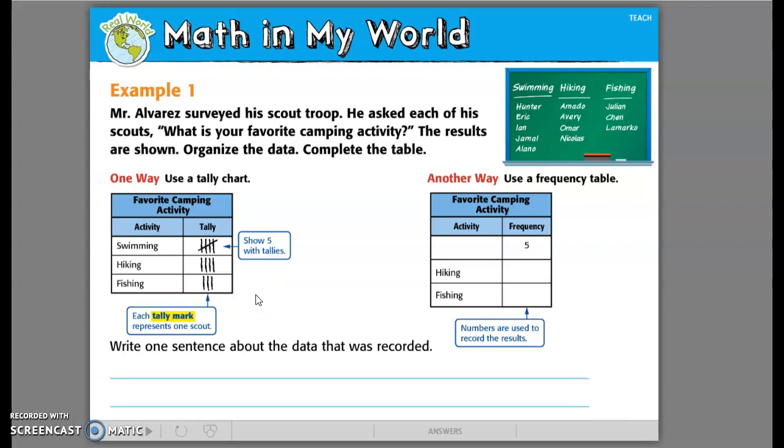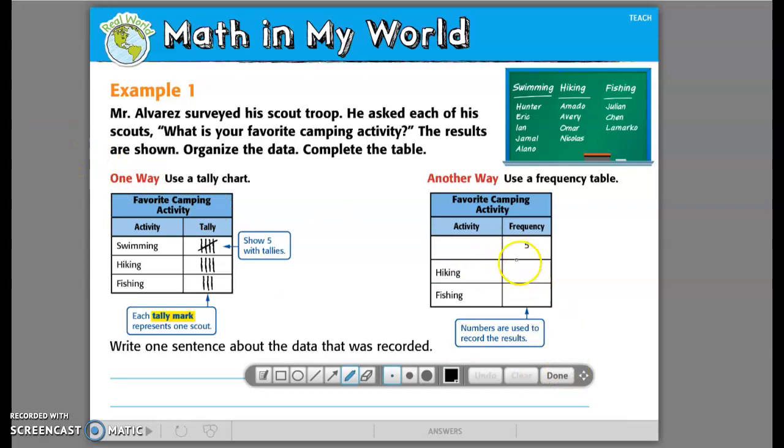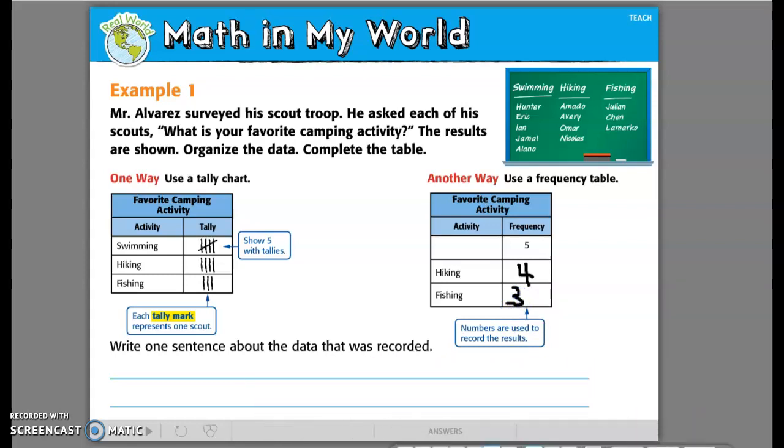Another way to do that is to make a frequency table. And a frequency table is just writing the number or the digits versus putting tallies. So here I would write the word swimming. And notice they have put the 5 to represent the 5 that chose swimming. For hiking, we would write the number 4. And then for fishing, we would have the number 3. So don't forget to add right here the word swimming.